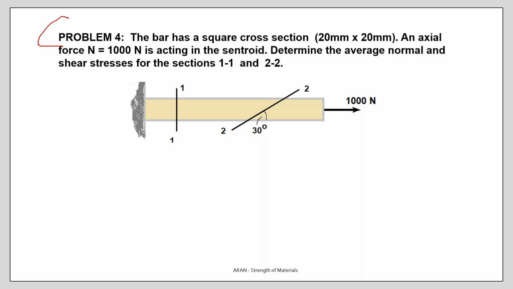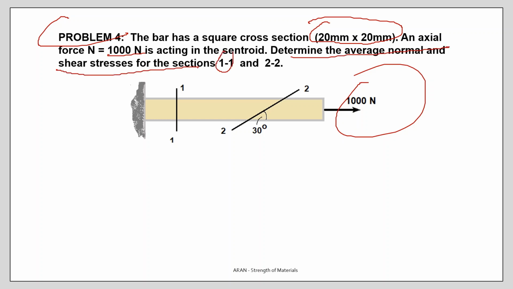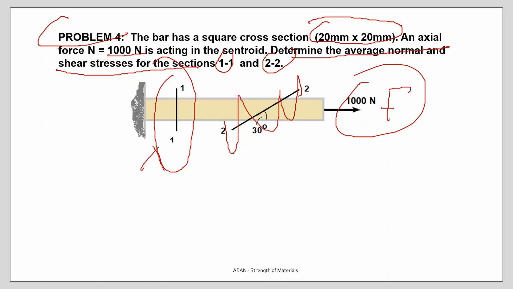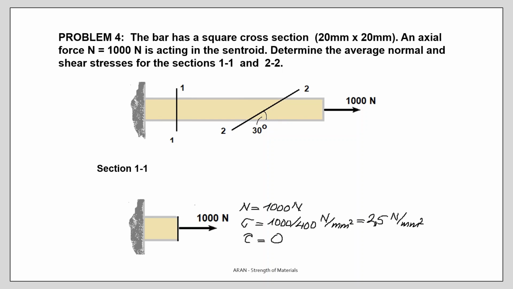Another problem. There is a bar. The section is a square cross section, 20 times 20, and an axial force 100 Newton is acting in the centroid. So determine the average normal and shear stresses for sections 1,1 and 2,2. Let's forget this and take 1,1. This is very, very simple. You have the force, you have the area. What you do is take the force divided by the area and you find the normal stress.